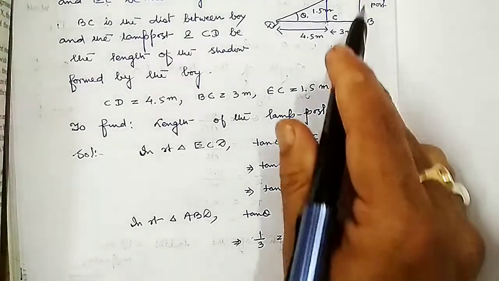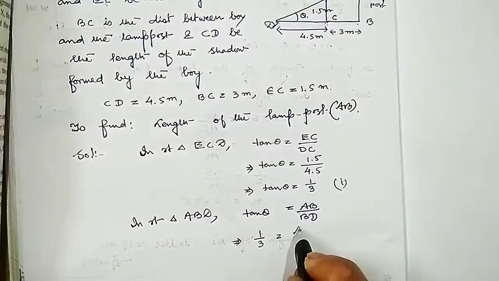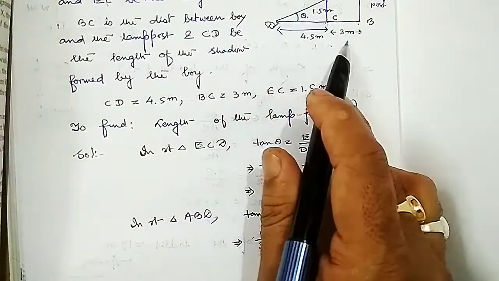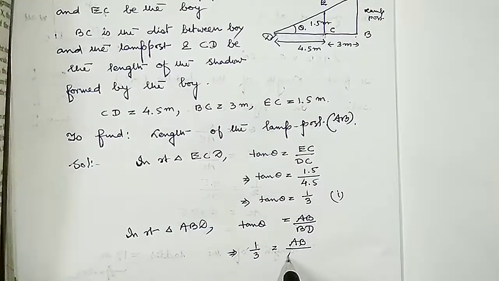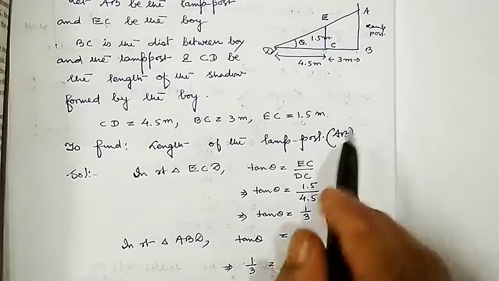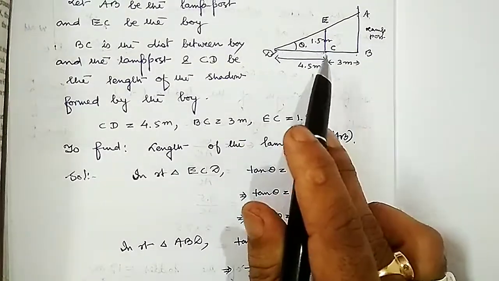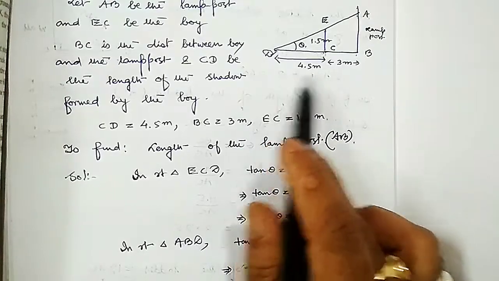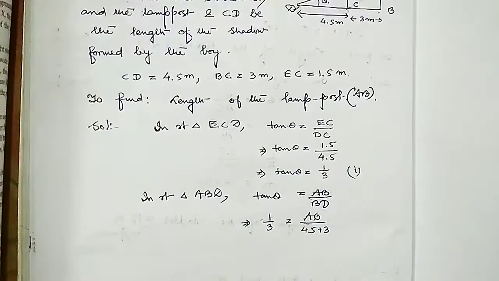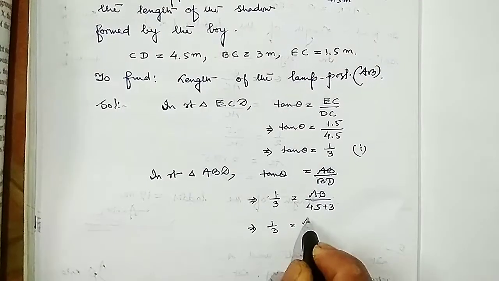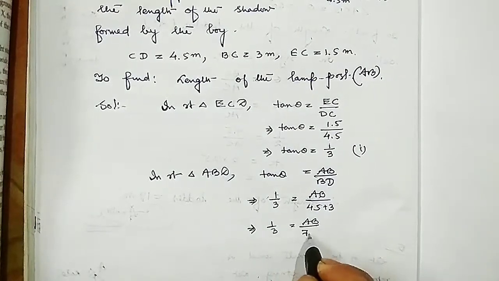AB is how much? AB is not known. Let it be AB only. And BD will be 4.5 plus 3. Clear? Because here BD is BC plus CD. This is 3, this is 4.5. After adding, I am going to get 7.5. So here we can write 1 by 3 equals AB by 7.5.